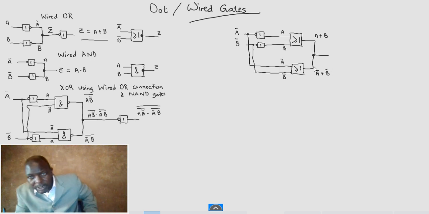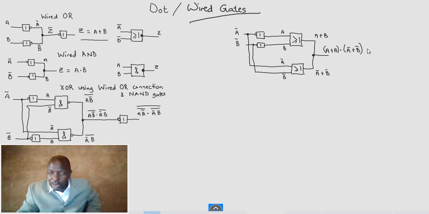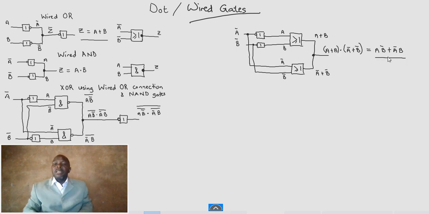So 0 will bring them down. Only ones can survive. So it's an AND function here. This will be A or B, not A or not B. Now again, if you apply your De Morgan here, you will see that this is the same as A times not A falls away. A times not B, A not B, and then B times not A, not A B, then B not B will fall away. As you can see, this is also our exclusive OR gate.